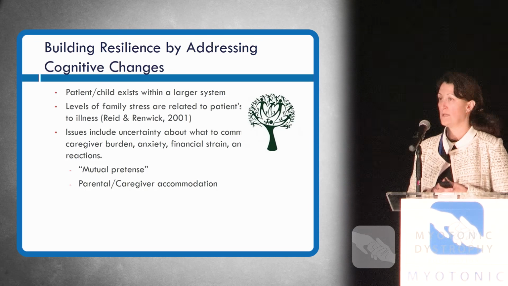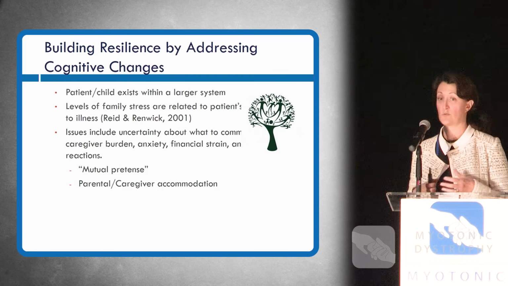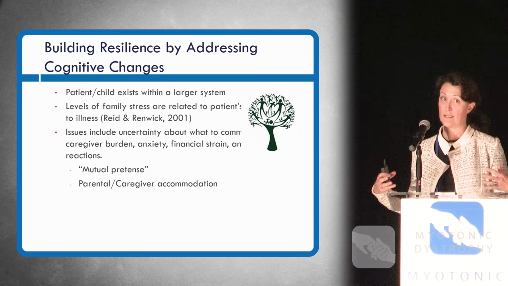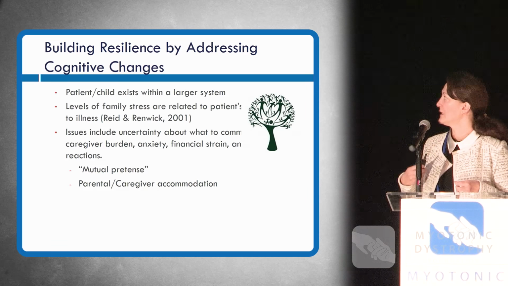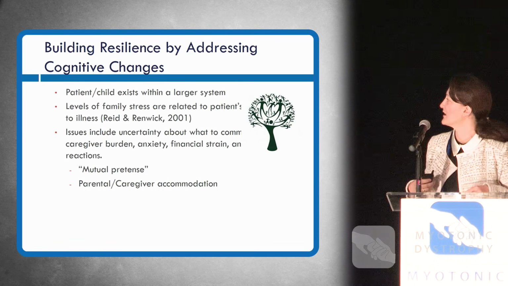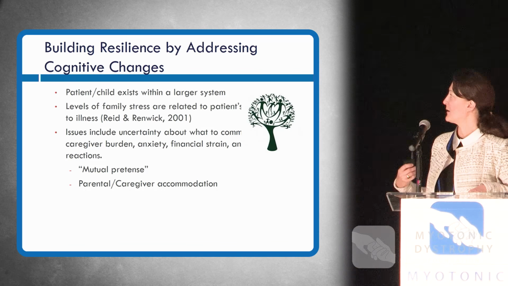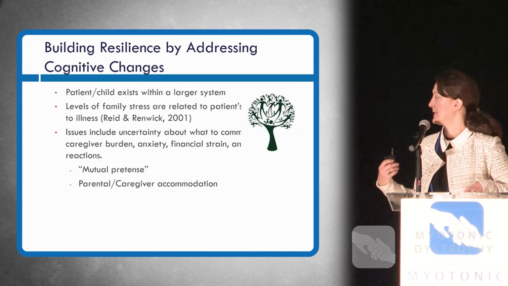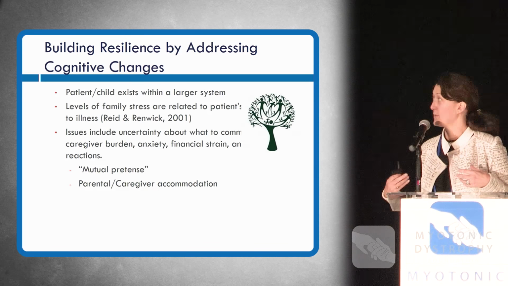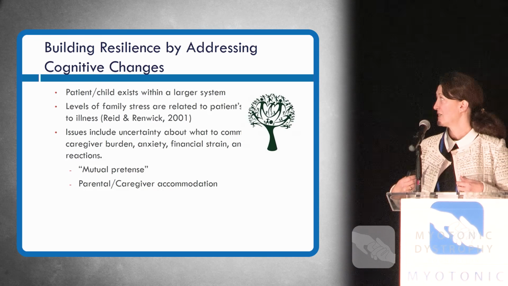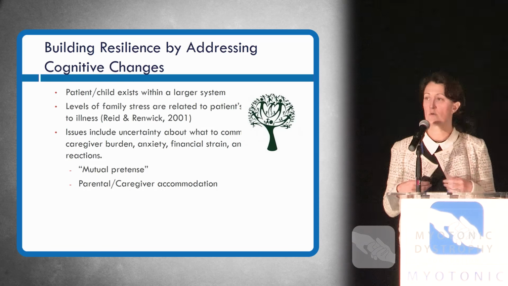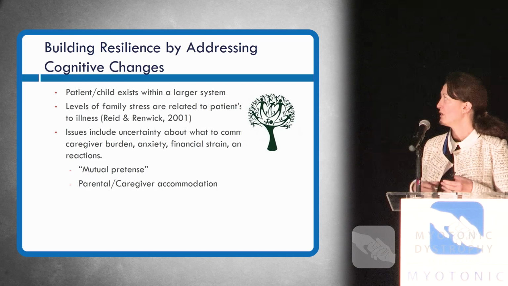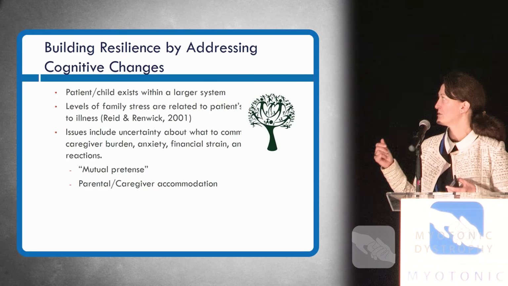That's an important way to reduce stress, not only for you, but for your caretaking team. Issues include uncertainty about what to communicate to the, because of caregiver burden. There's anxiety, there's financial strain, and there's caregiver and individual reactions to that. And so, those are contributors to stress, individual family system stress.